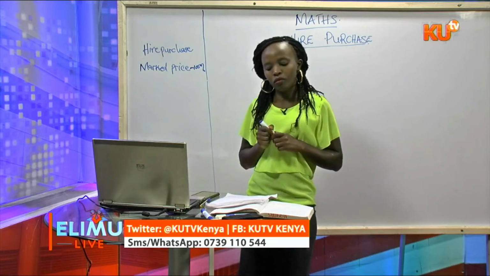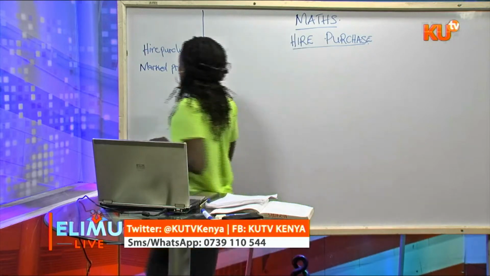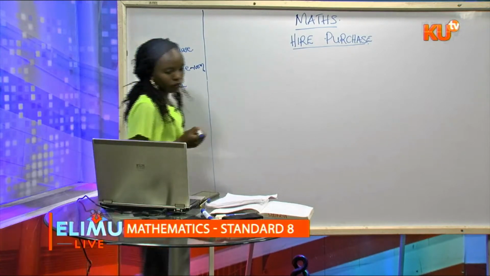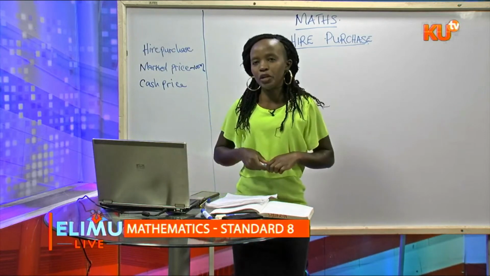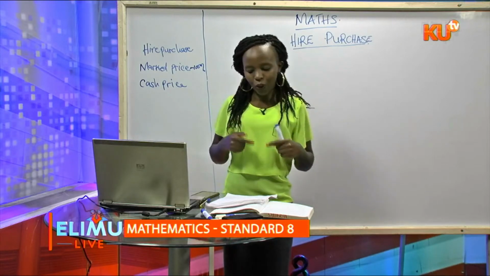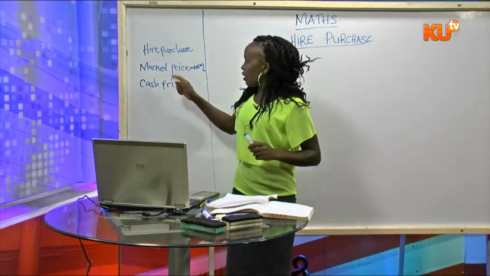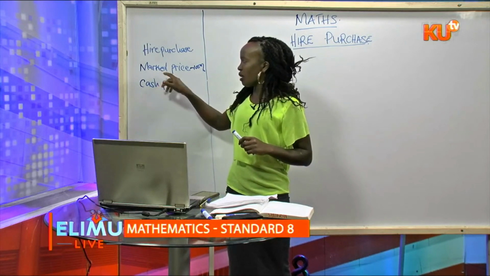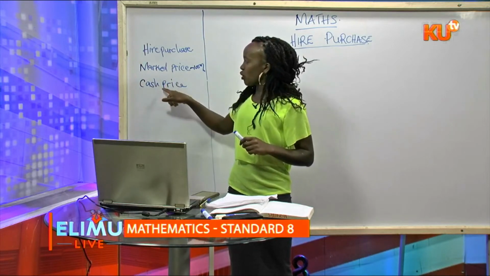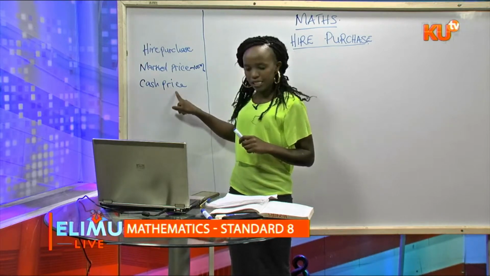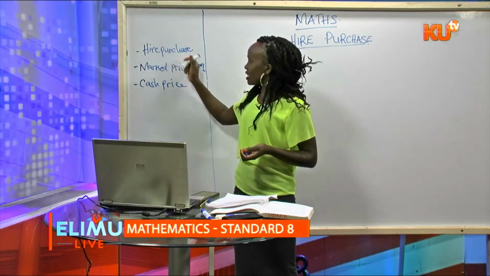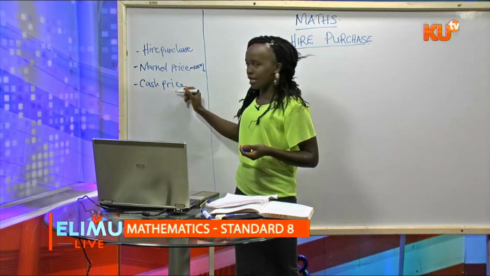Then number three, we have the cash price. Cash price is the amount paid in cash. In most cases, it is discounted, so there is a reduction that one is given on the marked price. From the marked price, we are given a discount. You pay in cash, so you buy it at what we call the cash price. So we have the marked price, the cash price, and the hire purchase price. The hire purchase price is always above the marked price and the cash price.